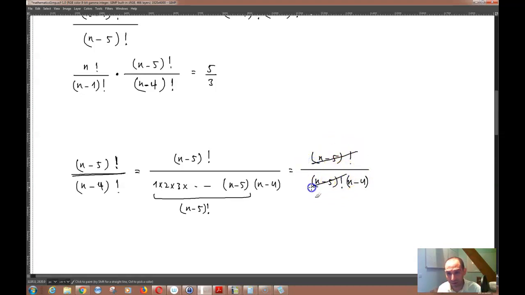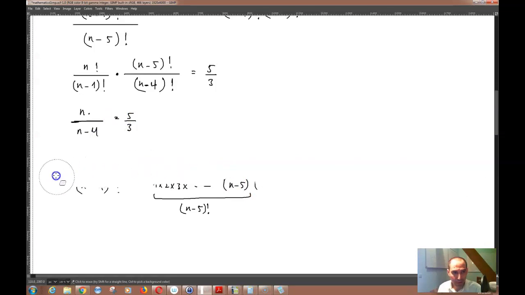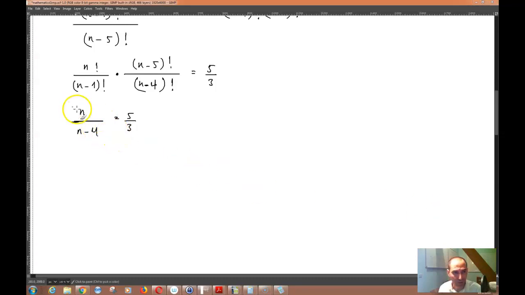And then you can simplify this and you'll get n minus 4 in the denominator. So you'll get n times 1 divided by n minus 4, which is the same thing as n divided by n minus 4 is equal to 5/3. So that's basically how you simplify that. And then once you've done that, you can simply solve this equation, meaning that you can write this as 3n is equal to 5n minus 20.